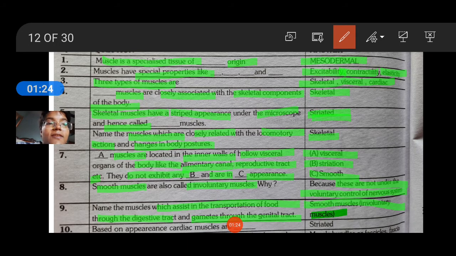Smooth muscles, involuntary muscles. When I sleep, digestion is going on inside my digestive system, so it is involuntary in function. I can't control that. I can't say that it digests the food for me. It will digest by itself. Based on the appearance, cardiac muscles are striated.